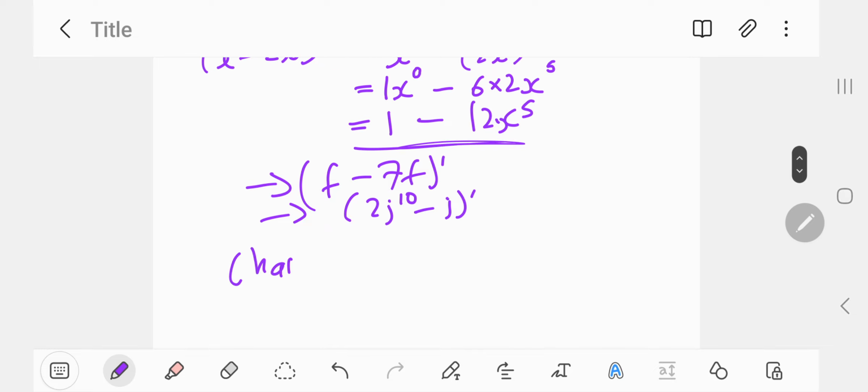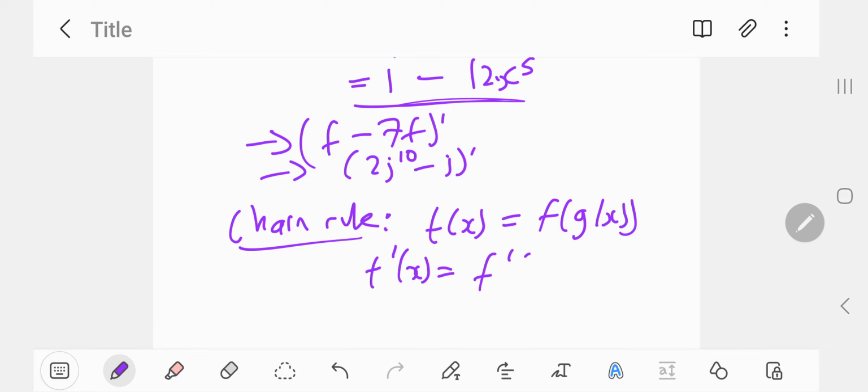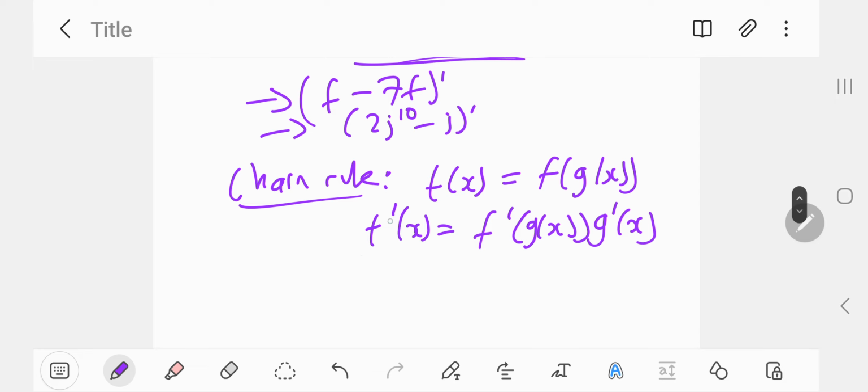So now for the chain rule, which is another rule of differentiation. Given a function t of x, let's say, equals f of g of x, the derivative of t of x is just given by this. I'll show you how it's done. This is the general expression for how to work out the chain rule. So you differentiate the function, and then you differentiate the thing inside the function, right?